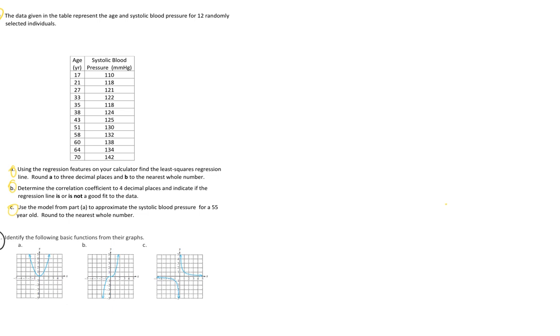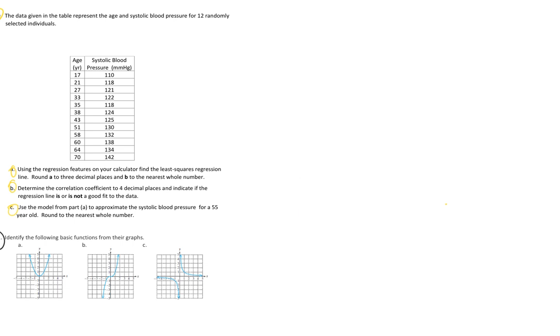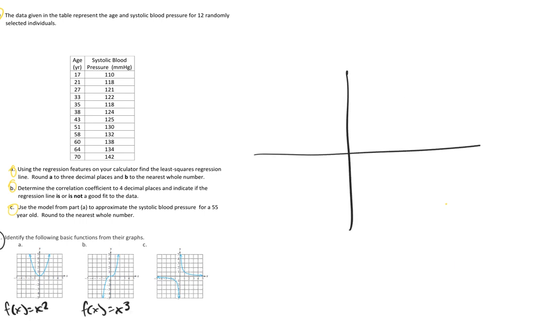Okay, so this first graph here looks like this. And we know a function that looks like that is going to be our quadratic function, so f of x is equal to x squared. Our second graph looks something like this, and we know this is our cubic function, which is going to be f of x is equal to x cubed. And then our next graph looks something like this, and we know this is going to be our reciprocal function, which is going to be f of x is equal to 1 over x.